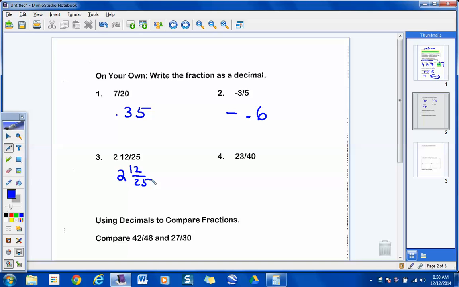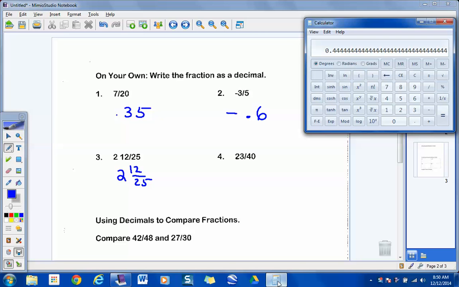I'll do a better job of typing them up for you, but what I really want to talk about with mixed numbers is to look at the fraction part first. 12 divided by 25 gets me a decimal of 0.48, right? Not times 2. This is really 2 plus 12/25. So what am I going to add to the 0.48? The whole value, 2. So it should really be 2.48 here, right? Does that make sense?